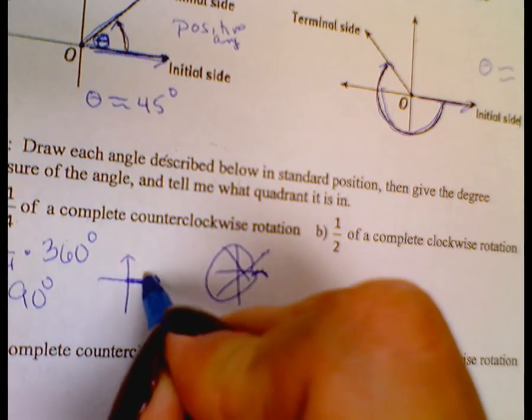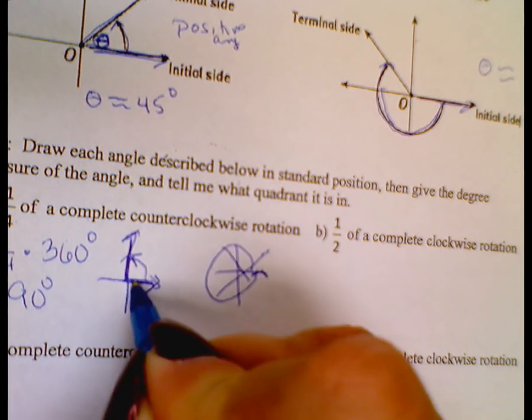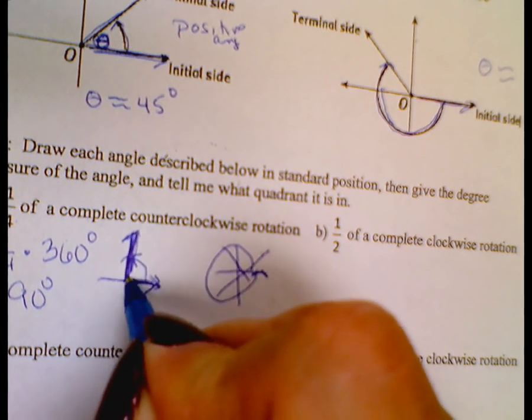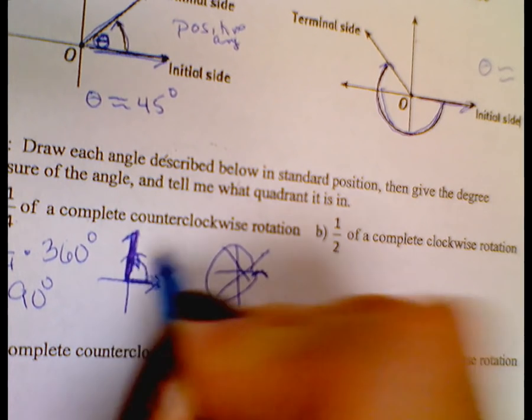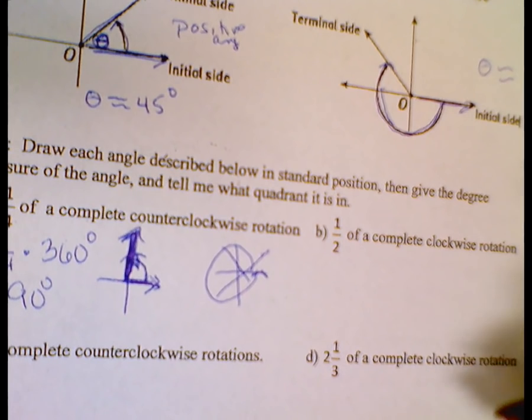and you're going to go up to 90 right here, rotating ray, and then terminate. So you have the initial side, the terminating or terminal side, and then you have this rotating ray. That's how you would draw a 90-degree angle.